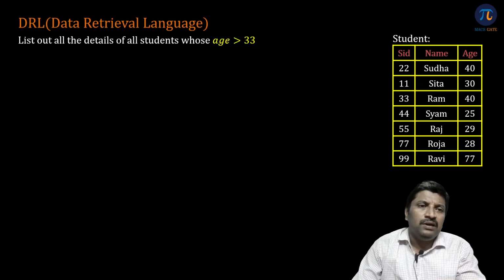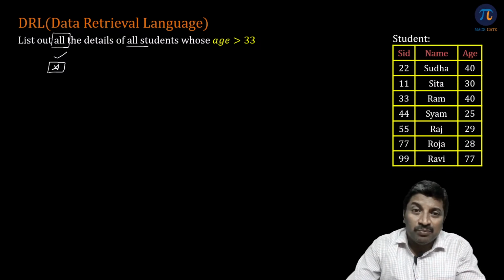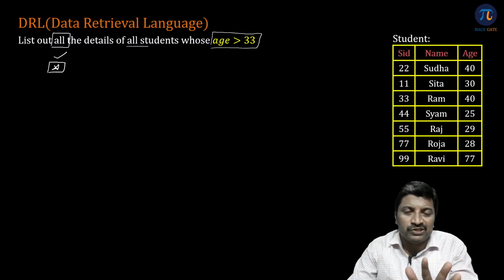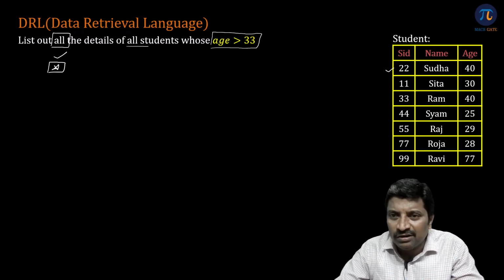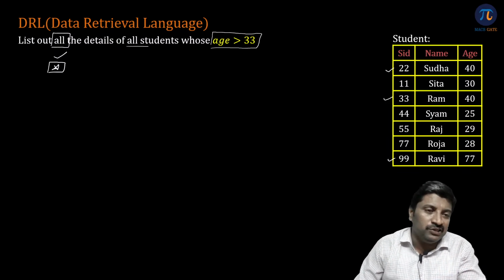The next one, list out all the students. Sir, it is all. So it will be star. Then list out all details of all students. But now I have a condition to filter the records. I don't want all the students, sir. I want only the students whose age is greater than 33. So I need the first record, I need the third record, and I need the last record. Right? So we need only 3 records, but I need all the details.